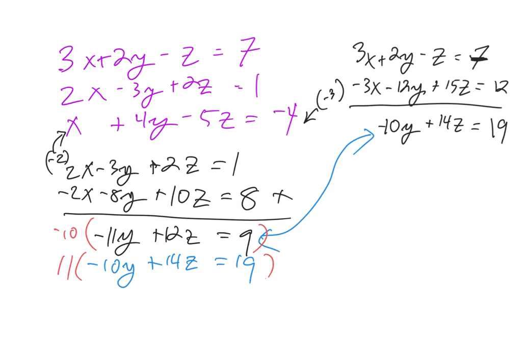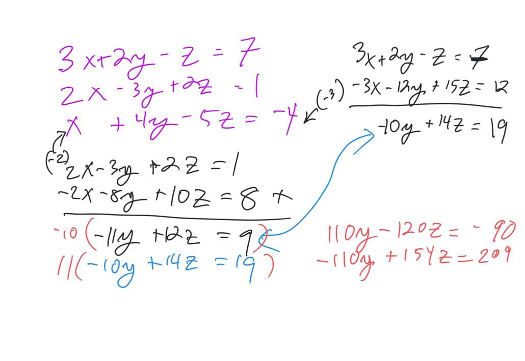the top equation would yield 110y minus 120z equals negative 90. The bottom equation would be negative 110y plus 154z. Someone should check my multiplication on that one. Equals 209. My y's add to 0. I have negative 120 plus 154, which is 34z.